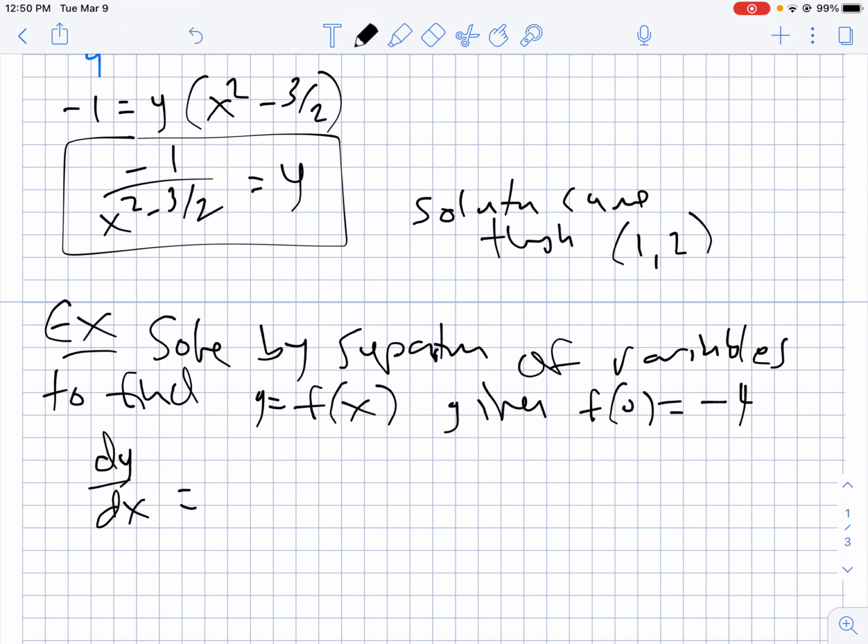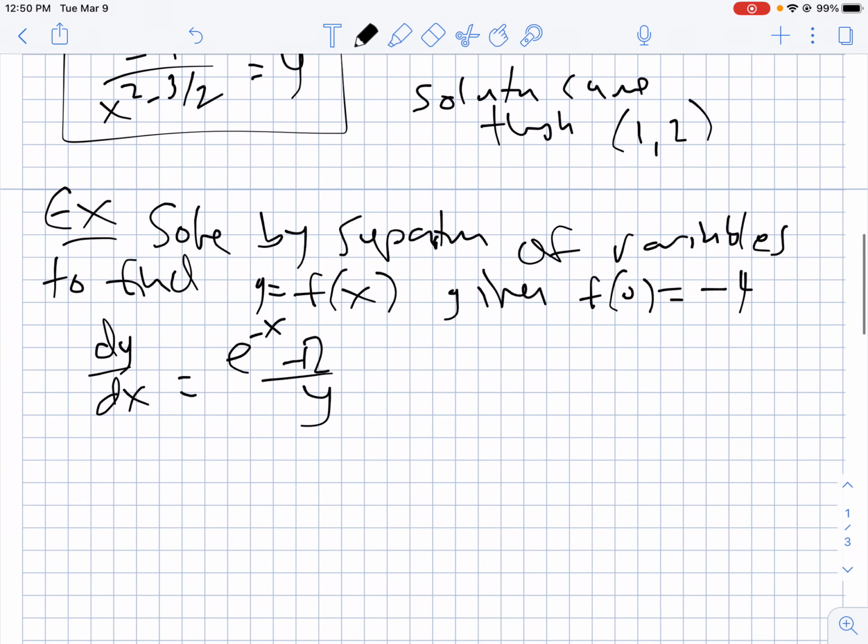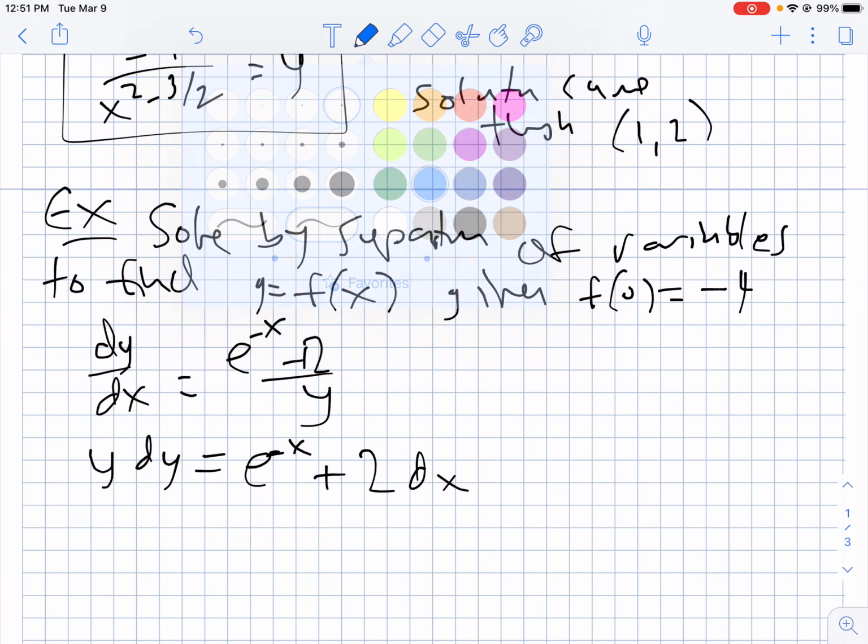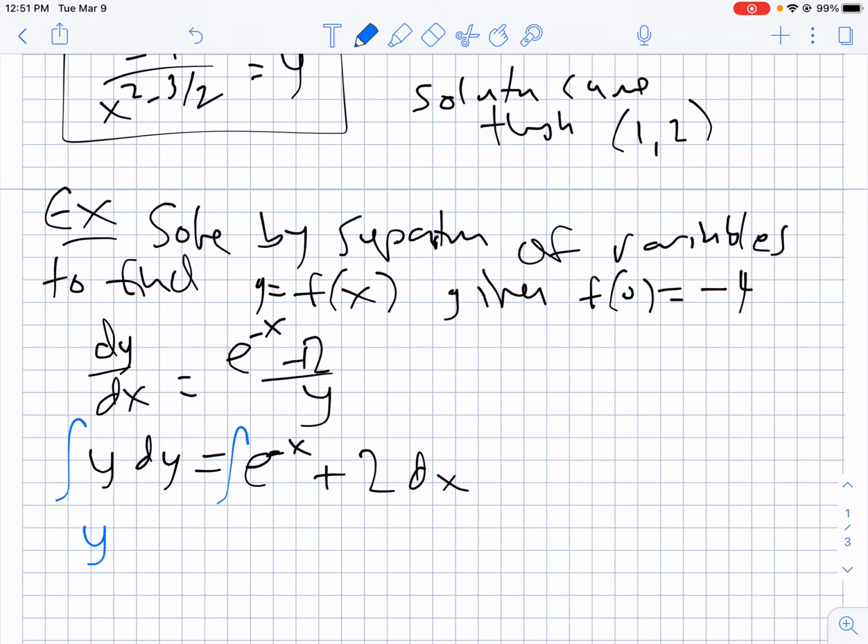So dy dx is e to the negative x plus 2 divided by y. All right, so we'll separate, we'll multiply the y and multiply the dx to both sides. So we get y dy equals e to the negative x plus 2 dx. Okay, so again, we're going to slap both sides with an integral sign here. So we'll get y squared over 2. Something interesting is going to happen because of the y squared here, but let's go ahead.